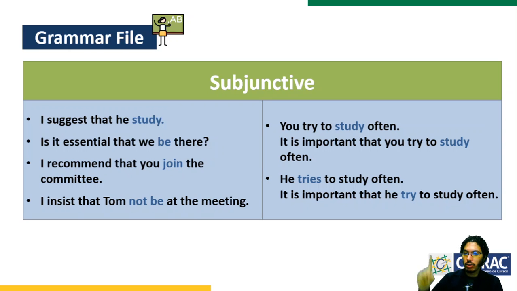Aqui a gente está mostrando que, olha lá, o he tries. Lembra que quando a gente tem o he e o she, a gente vai estar usando o verbo com o s no final, né? Mas, quando a gente coloca no subjuntivo, tá vendo o try aqui em cima, a gente não coloca o s, tá? It's important that he try to study often, ok? Porque a gente não está dizendo que é importante que ele estuda, é importante que ele estude, tá? É um outro caso desse verbo e por isso que ele tem essa formazinha aí especial, tá? Que é, inclusive, até mais fácil. É a forma do verbo sem o to.